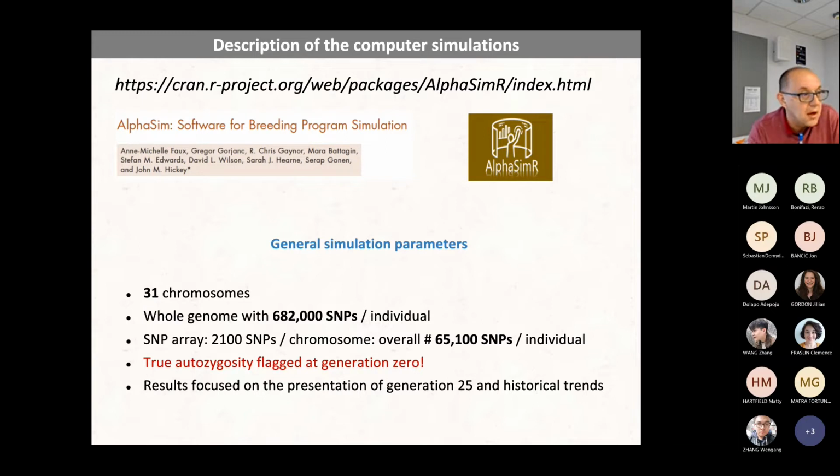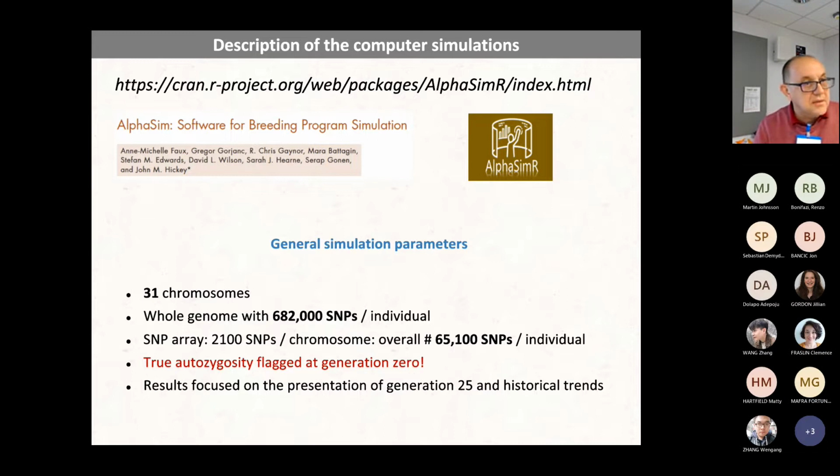Of course, Gregor is also involved. We chose AlphaSimR. Gregor told me that this is an old graphic, but it is supposed to be correct. In our simulation, we assumed 31 chromosomes, and the whole sequence was assumed to have 682,000 SNPs. This would be, in our case, the sequence, but it is something we would usually get from a high density SNP chip.